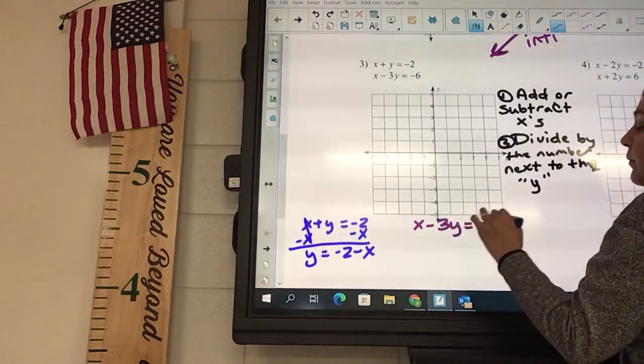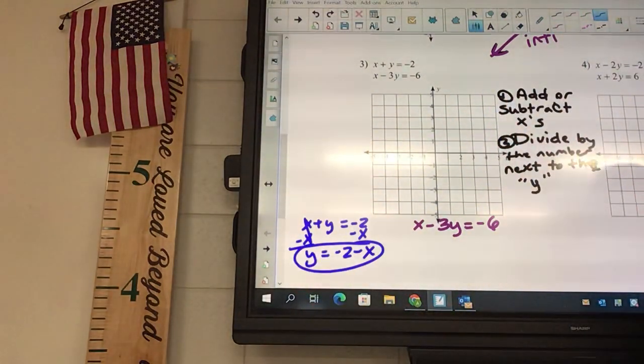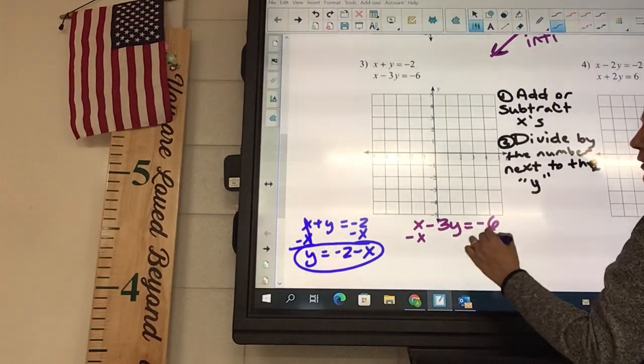The other one. Okay, do we add or subtract the x's? Subtract the x's.